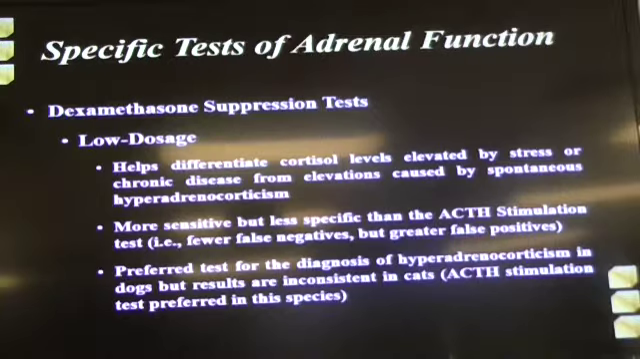But guess what? They're kind of inconsistent in cats. But if it works, it works. But the ACTH stim is the preferred test to use to determine this in the cat. Okay. Now what we're doing with this test is just to determine, do we have hyper or hypo, or do we have normal function? It's not going to tell us if it's primary or secondary. That's where we use the next one.